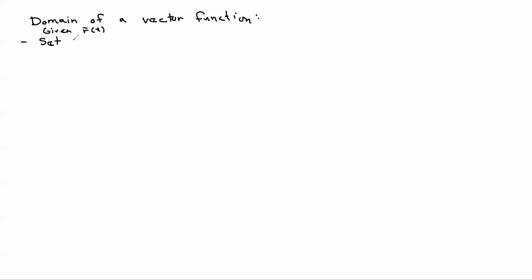It's the set of all t such that r of t produces a finite output. Now that's the same definition as for an individual function. So we have just taken our definition for individual functions and extended it and applied it to r of t. Now, in terms of how you find the domain of a vector function, the way that you do that is you find the domain of the individual component functions and then find the intersection of those.